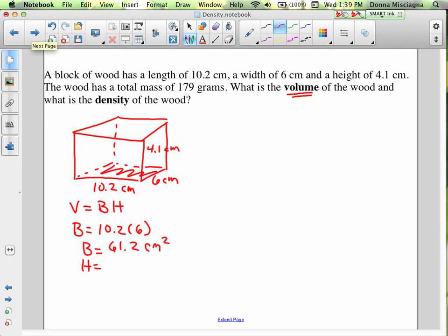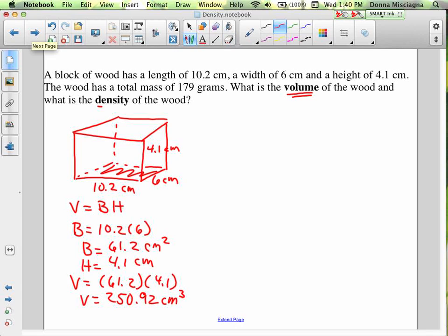How about the height of this prism? Green 3. The height would be 4.1. So we have 4.1 centimeters. And then if someone wouldn't mind multiplying for me, 61.2 times 4.1. 250.92. And that, now it's centimeters cubed. So now we have our volume.